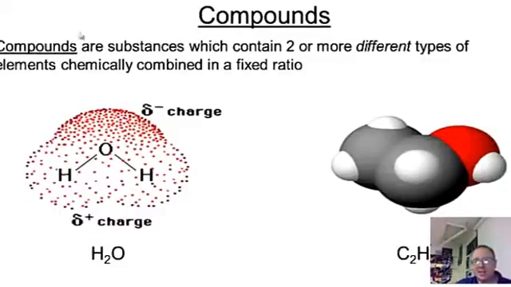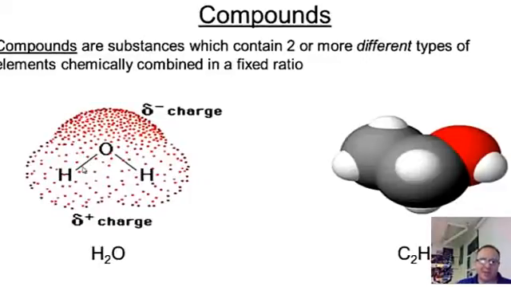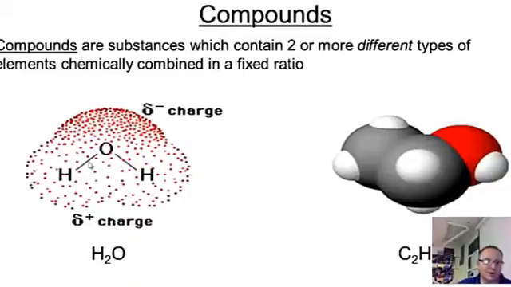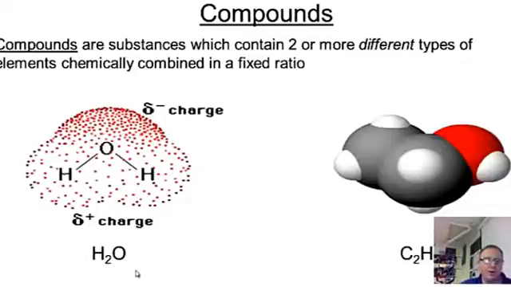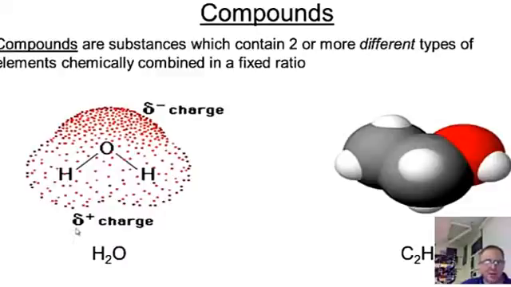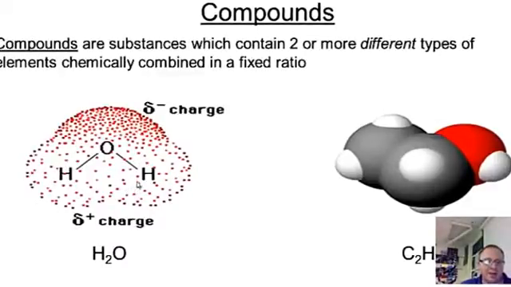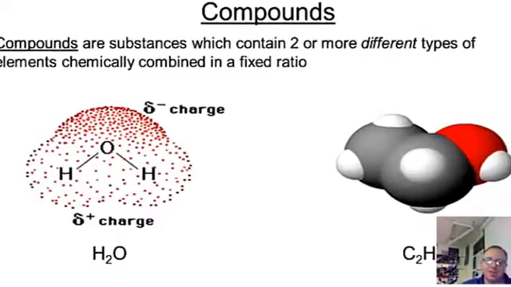When I say that it's a compound, you can clearly tell it's got two different elements. It's got hydrogen and oxygen, chemically combined in a fixed ratio. There are other substances that may contain oxygen and hydrogen, but it's only water if it's in this particular ratio. In other words, there are two hydrogens for every one oxygen. The partial negative charge, the partial positive charge, and the red dots, which indicate the probability of finding an electron, we'll be talking about in upcoming portions of our basic chemistry unit.